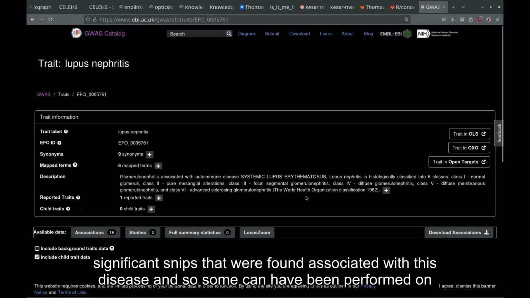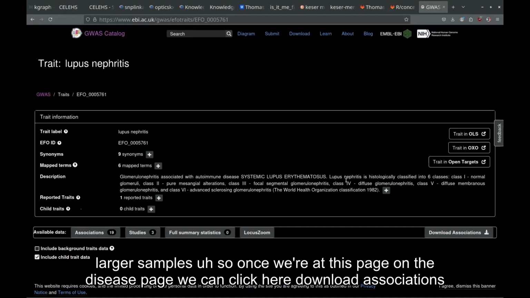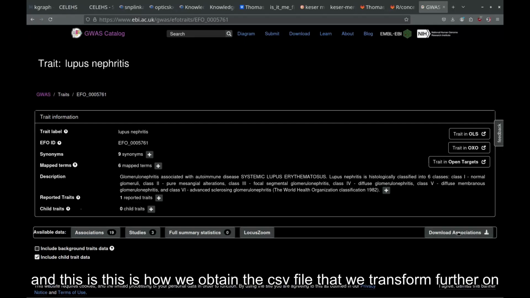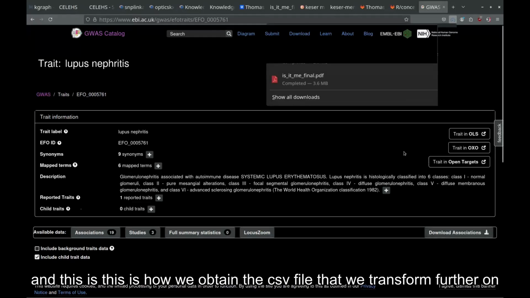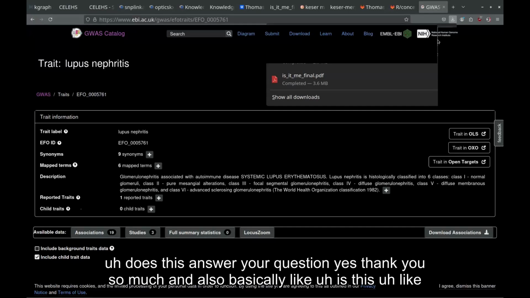Some can have been performed on larger samples. Once we're on the disease page, we can click here, download associations. And this is how we obtain the CSV file that we transform further on. Does this answer your question? Yes, thank you so much.